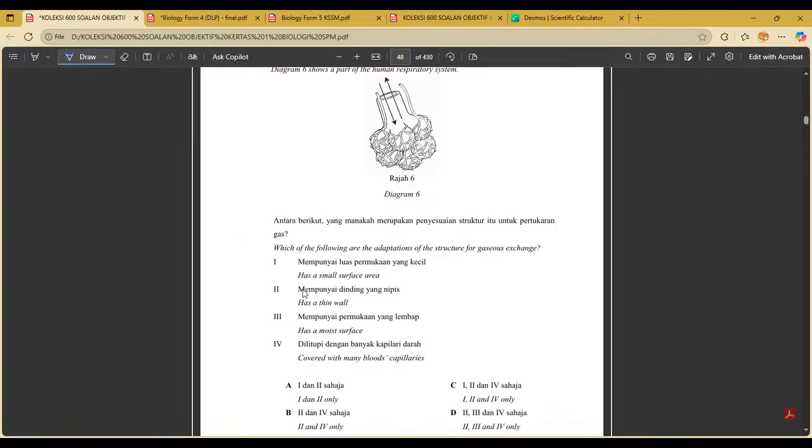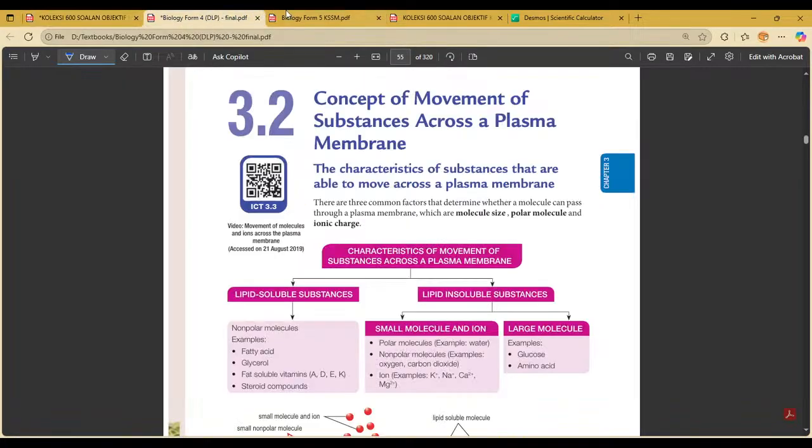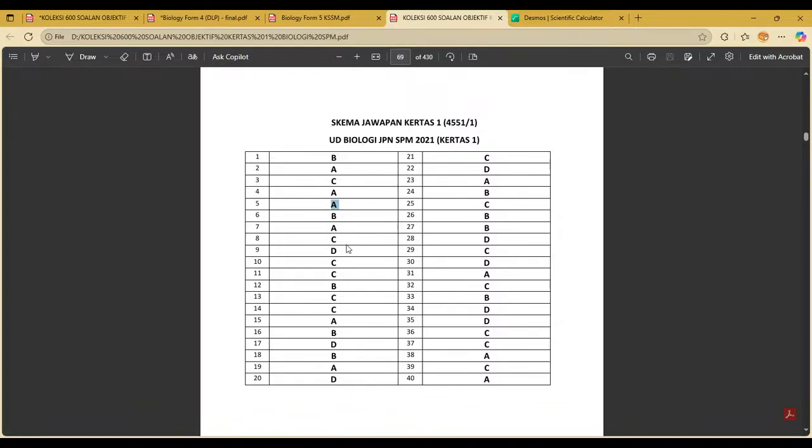It has a large surface area, so one is wrong. Large surface area per unit volume, has a thin wall, 1 cell thick. It has moist surface to make transport of gas across the plasma membrane easier, and it's covered by many blood capillaries. So it's 2, 3, and 4. Number 9, D. 2, 3, and 4. Yep.